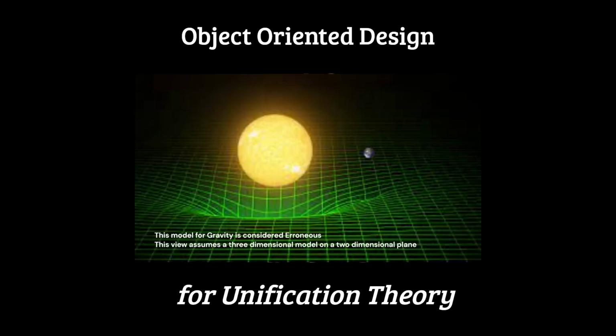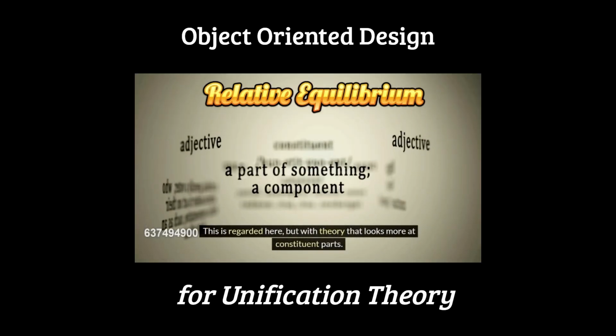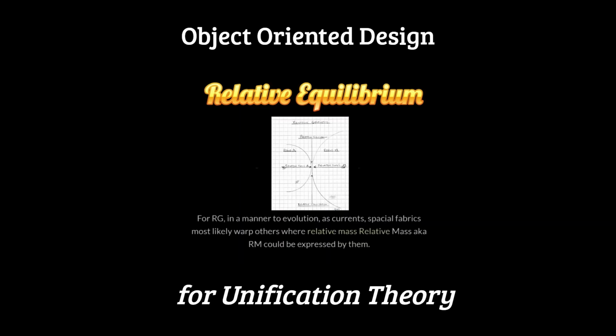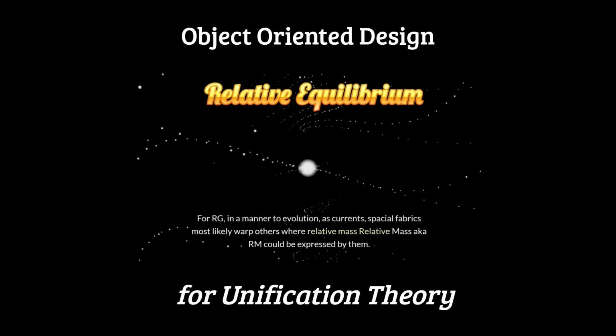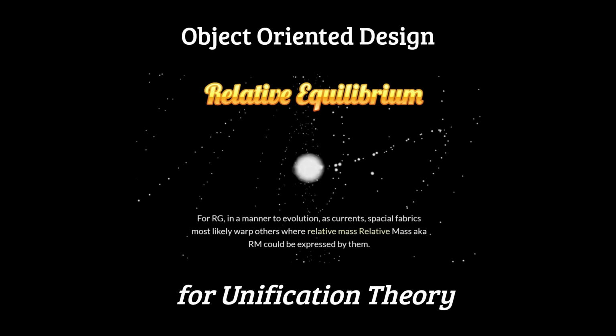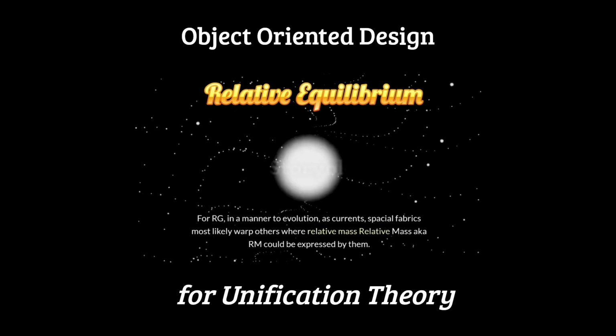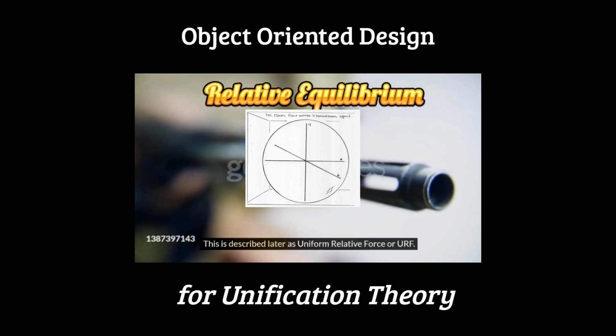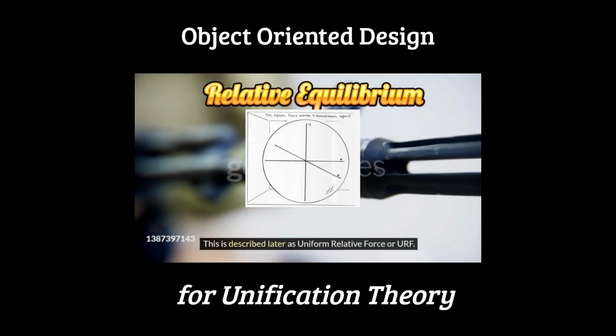The reasoning for spatial fabrics is seen somewhat different than Einstein's view. Einstein's fabrics are interpreted here as being warped by heavenly bodies. This is regarded here, but with theory that looks more at constituent parts. For Rg, in a manner to evolution, as currents, spatial fabrics most likely warp others where relative mass, aka Rm, could be expressed by them. This is described later as uniform relative force or URF.